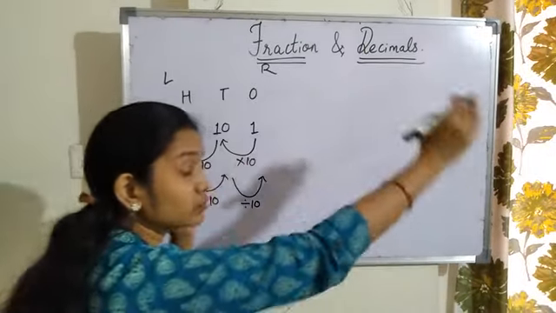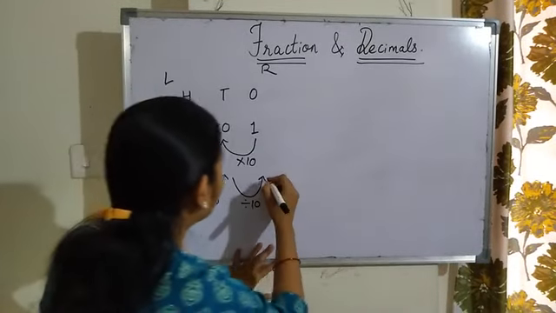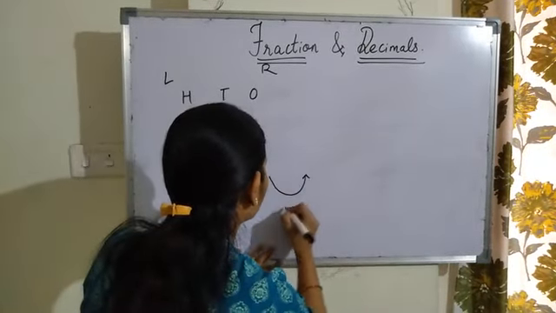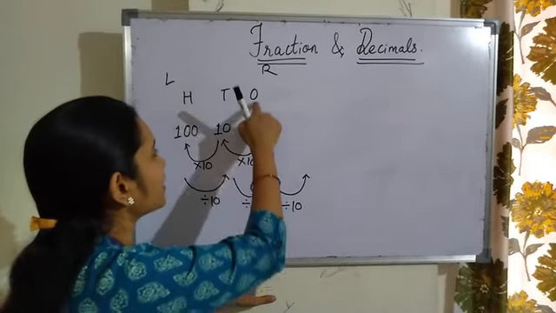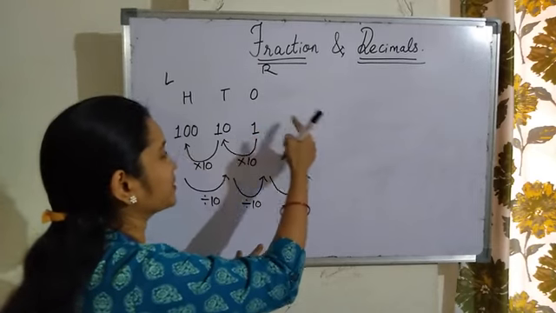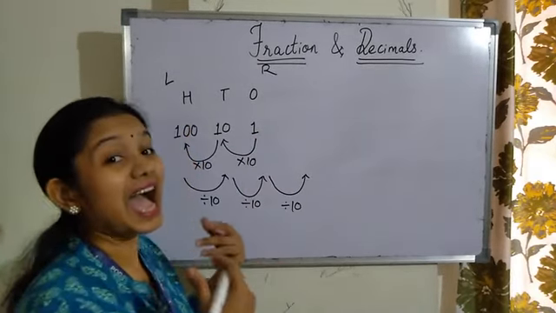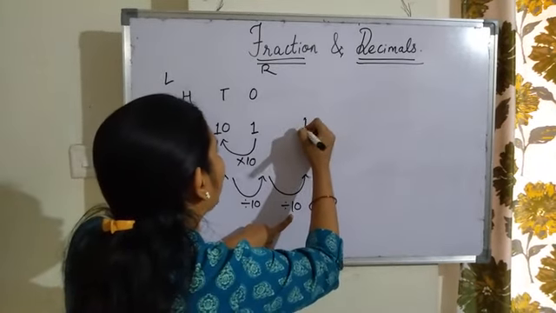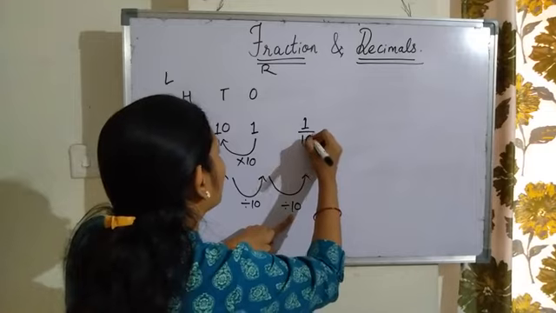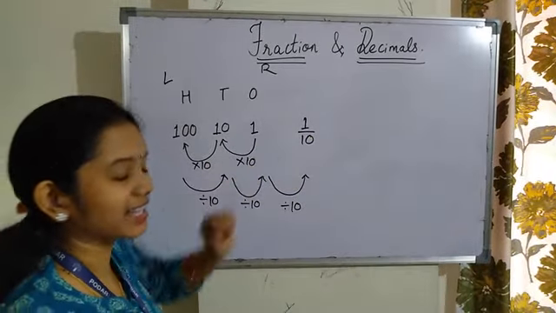Now, if I want to move further after ones, I have reached till ones. Again, if I want to move towards my right side, what will I do? Of course, divide by 10. The place value of ones place is 1, so the place value of this new place will be 1 divided by 10, that is 1 by 10.